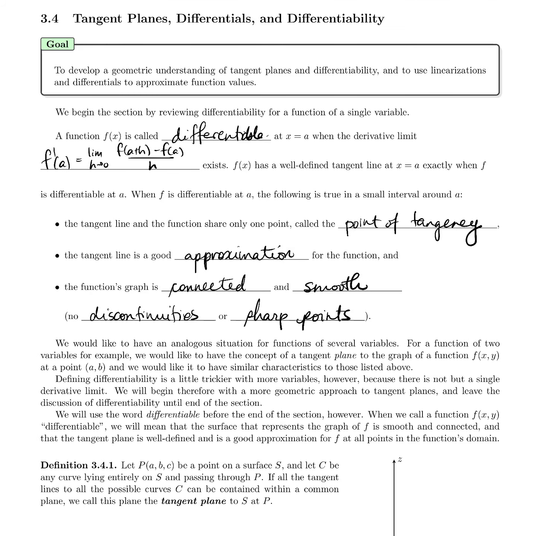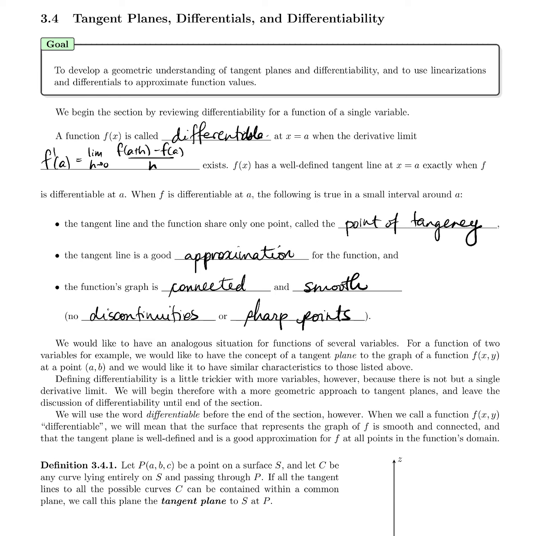So we would like to capture this kind of situation for functions of several variables. For functions of two variables, for example, we'd like to have the concept of not a tangent line, but a tangent plane to the graph of a function f of x, y at a point (a, b), and we would like it to have similar characteristics to those we've listed above. Defining differentiability is a little trickier with more variables, however, because there is not just a single derivative limit. We will begin, therefore, with a more geometric approach to tangent planes and leave the discussion of differentiability until the end of the section.